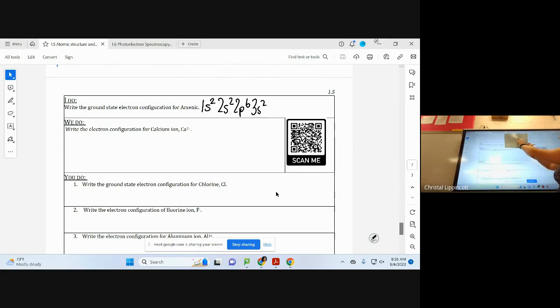Then from 12, I'm going over to 13 and I'm grabbing all of these guys. So that's going to be 3p6. Then I go down here. That's going to be my 4s2.